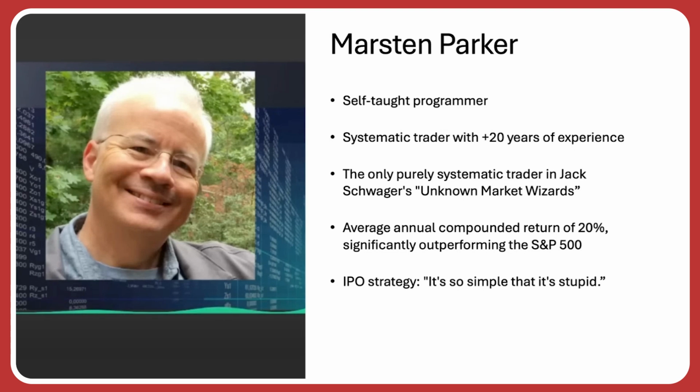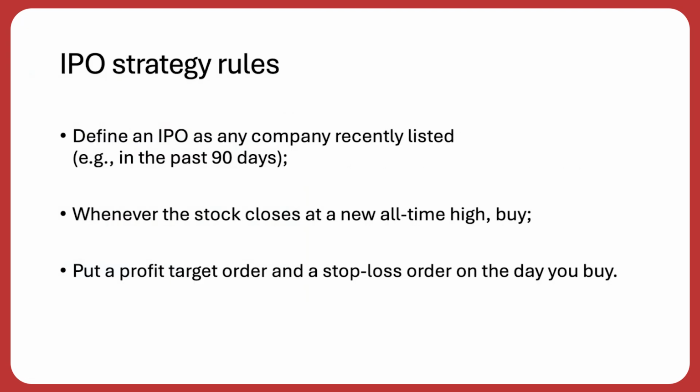And when I was listening to this interview, he disclosed some of his strategies, and one of them was an IPO strategy. And it got me really curious because he introduced the strategy saying it's so simple that it's almost stupid. And he went then to describe his IPO strategy in pretty simple terms. Well, basically what he said is, I define an IPO as any company recently listed. He didn't mention anything more than that, but I imagined something like 90 days. And then he went on and he explained, whenever the stock closes at a new all-time high, I buy. When I buy, I put a profit target and a stop loss, and that's it.